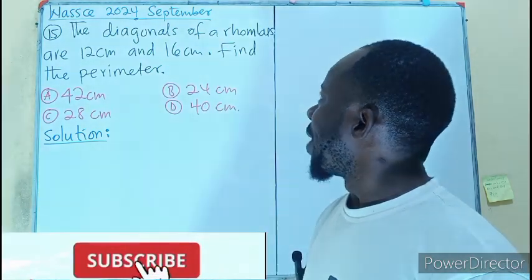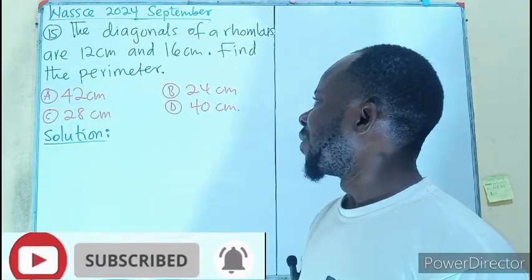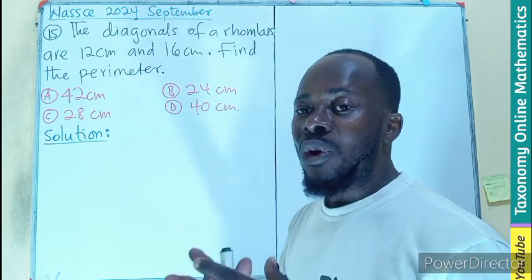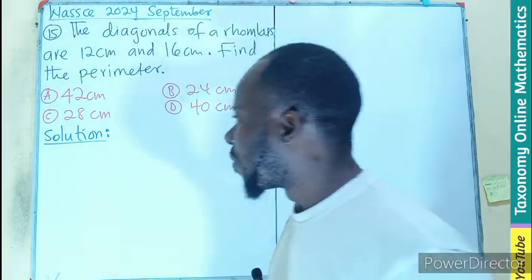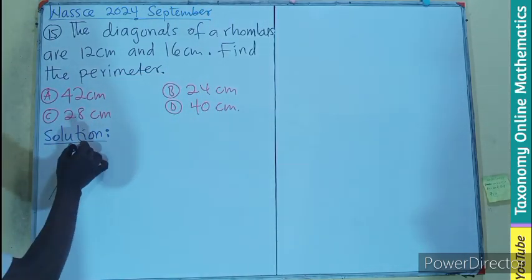The diagonals of a rhombus are 12 centimeters and 16 centimeters. We have to find the perimeter of the rhombus. So here we need to know what a rhombus is and some features or properties of a rhombus. So let's start by making a sketch of the rhombus.